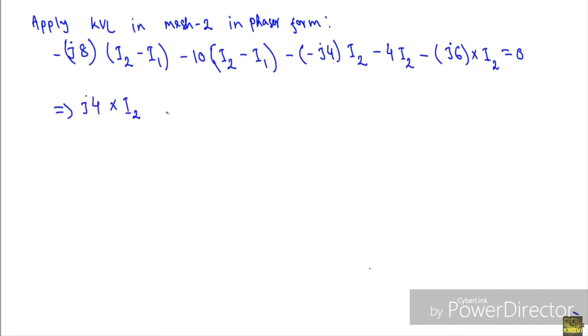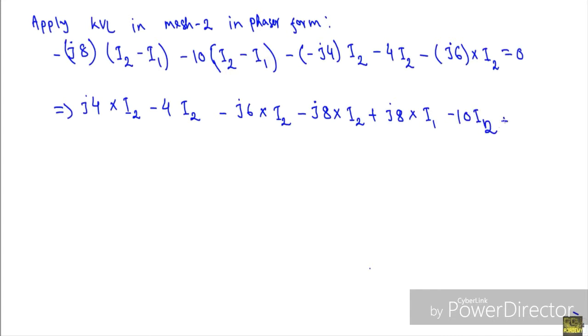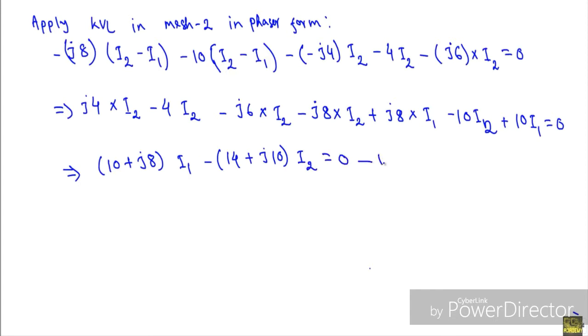If I simplify it, I will get j4 I2 minus 4 I2 minus j6 I2 minus j8 I2 plus j8 I1 minus 10 I2 plus 10 I1 equal to 0, which will be equal to (10 plus j8) I1 minus (14 plus j10) I2 equal to 0. Let's say this will be our equation number 2.